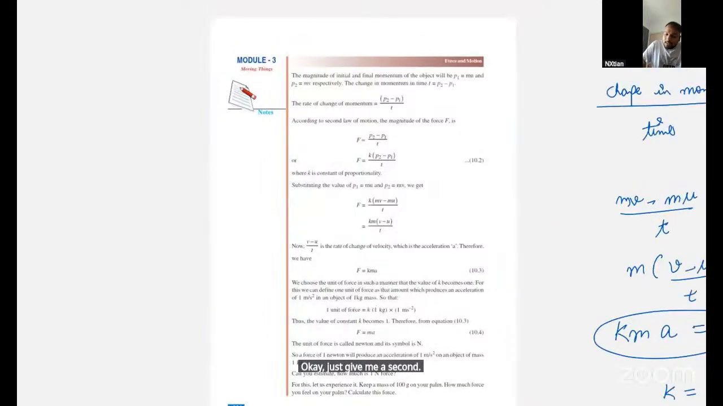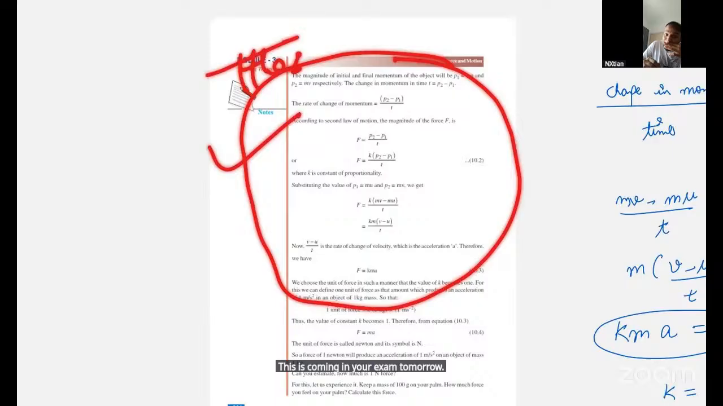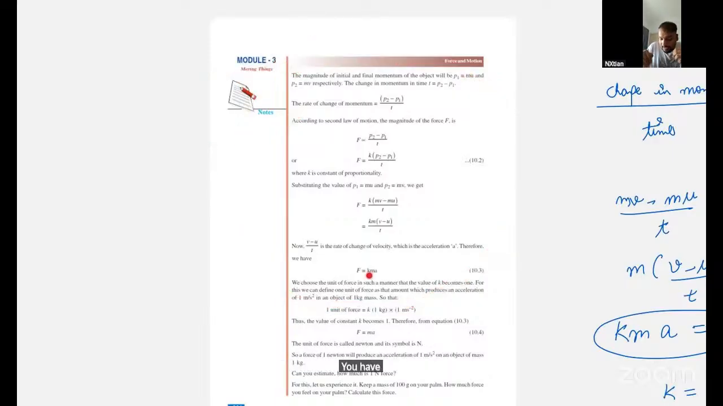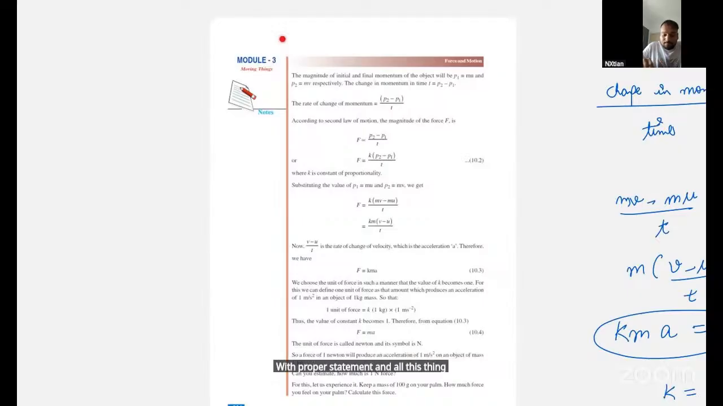Yeah, so this you have to understand. This is coming in your exam tomorrow, so please read this. You have to learn it till here with proper statement and all this.